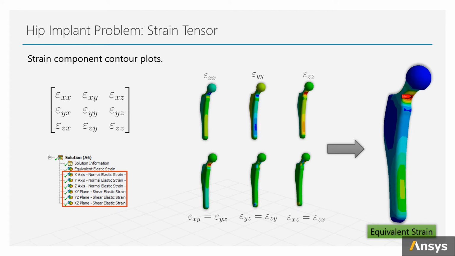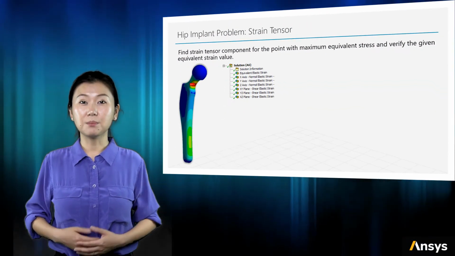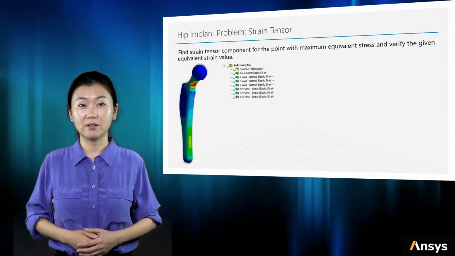That's where equivalent strain came in handy. In this case, the equivalent strain clearly tells us the maximum distortion occurs in the neck area of the hip implant, which is as expected. Let's verify the equivalent strain value from the strain tensor for a certain point from the body. I pick the point with the maximum equivalent strain.